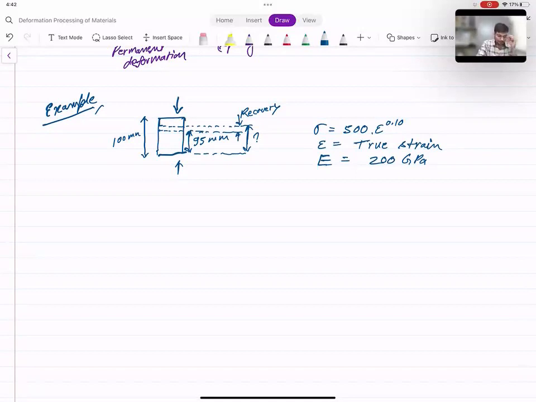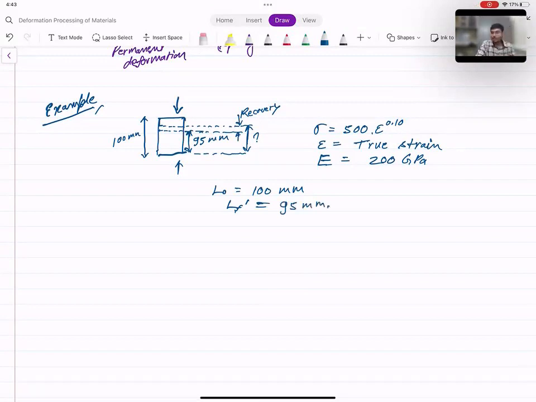So now we are given the initial length as 100 mm. Final length we don't know, but this entire process is occurring in two steps. Let us say the first one is compression till 95 mm and then elastic recovery after the removal of load. So let us consider the first step itself, and the temporary final length, let us say, is 95 mm.